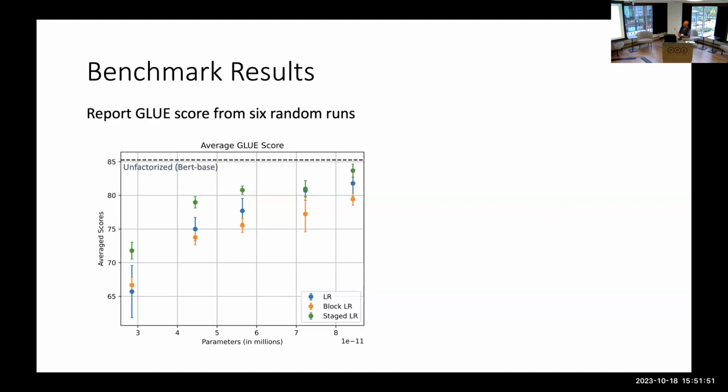And the dotted line shows the accuracy, or an aggregate score based on the performance on all of the GLUE benchmarks. So what we can see is, the green dots and the error bars basically represent the variation across the 6 different trials. You don't get the same results. So that is the staged low rank, and that is consistently the best.